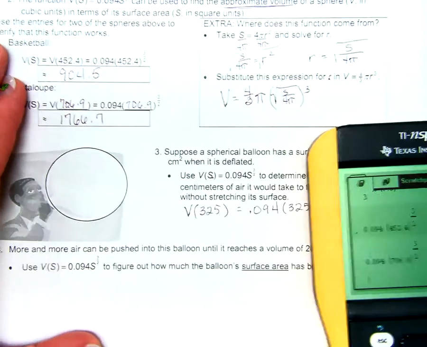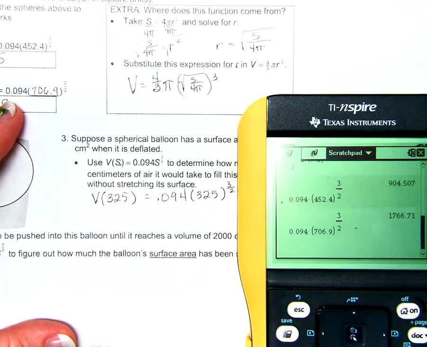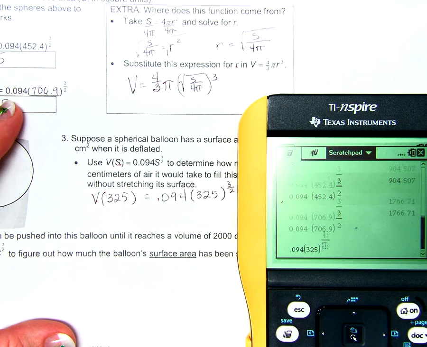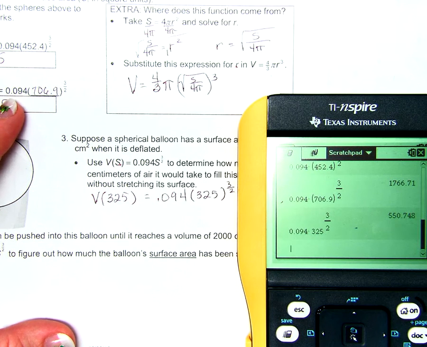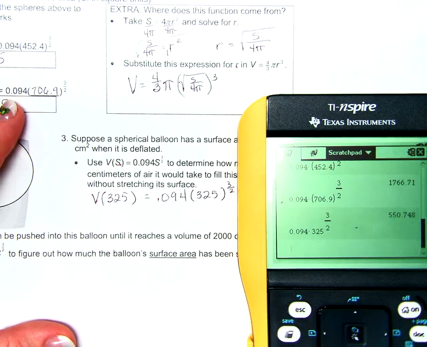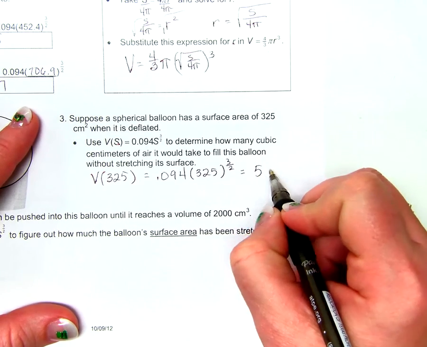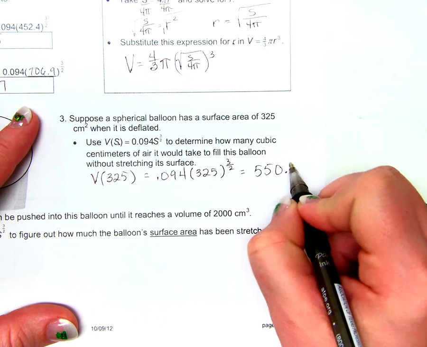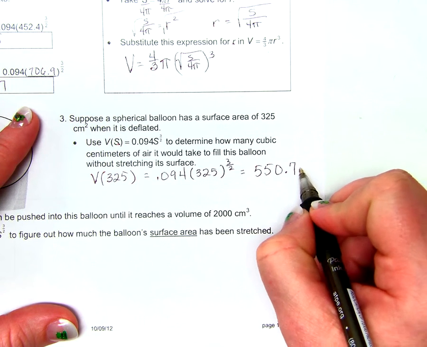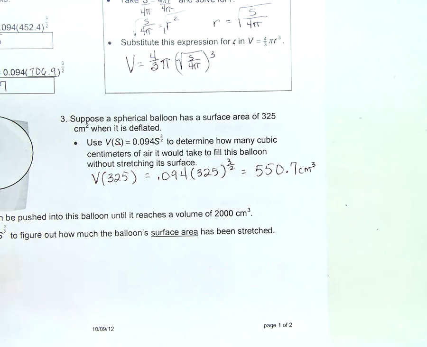Put that into our calculator. So 0.094 times 325 raised to the 3/2 power. 550.7. And that would be centimeters cubed because we're dealing with volume.